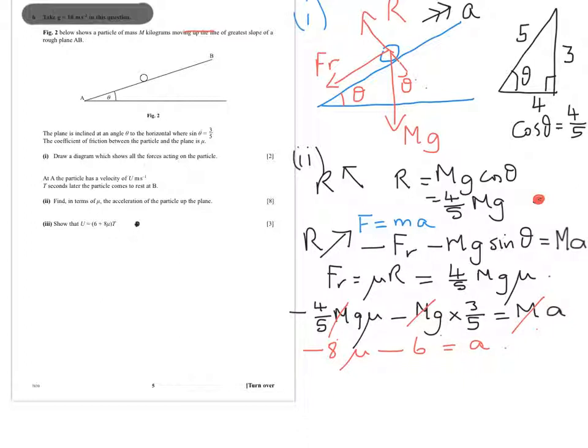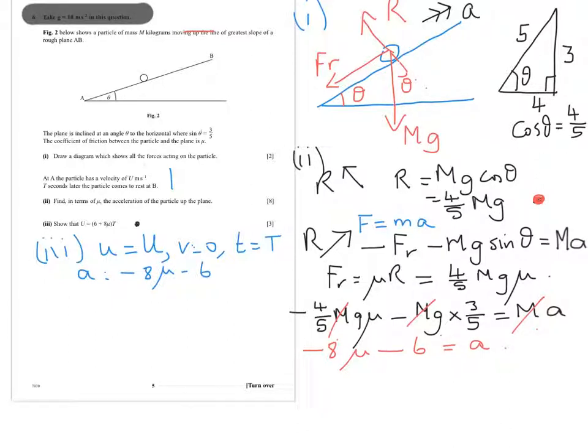So for part 3 then, I'm going to just come across to the left-hand side of the page, part 3. And we're asked to show that U is equal to (6 plus 8 mu) times T. So if we go back to the information we have here, at A, where the particle started, the initial velocity was capital U. We're told that T seconds later it comes to rest at B, so v is equal to 0 when the time is T. And we've also worked out the acceleration, so we also know that a is minus 8 mu minus 6.